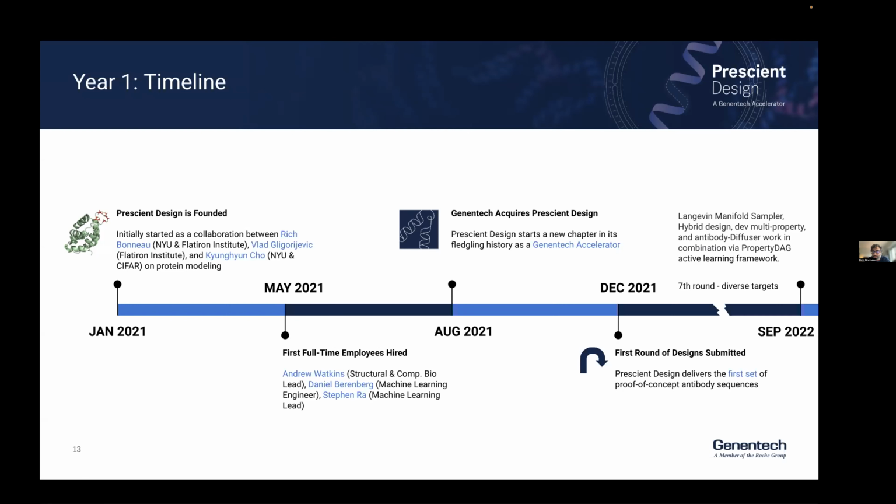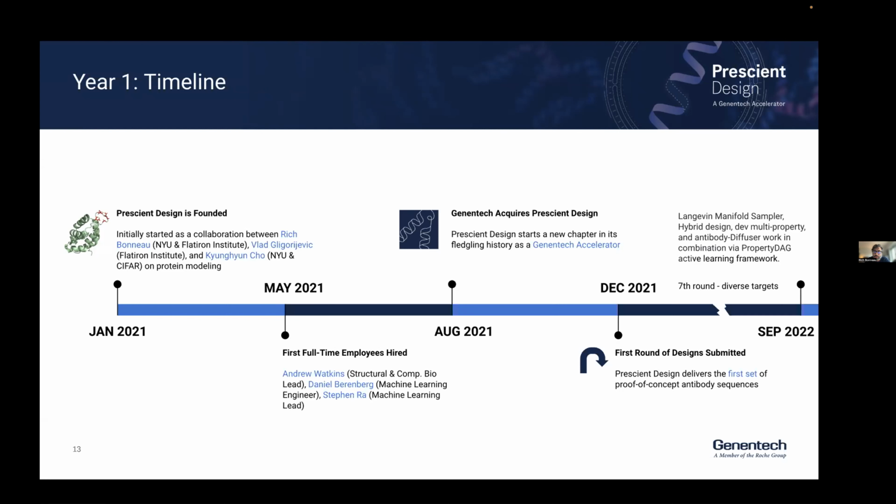Pretty quickly, we got our first round of designs with our first prototypes adapted to antibody data sets internally. And since then, we've been turning iterations on this overall design process. We're now approaching our 7th round of designs for diverse targets. And we have a number of different methods that we are developing simultaneously.